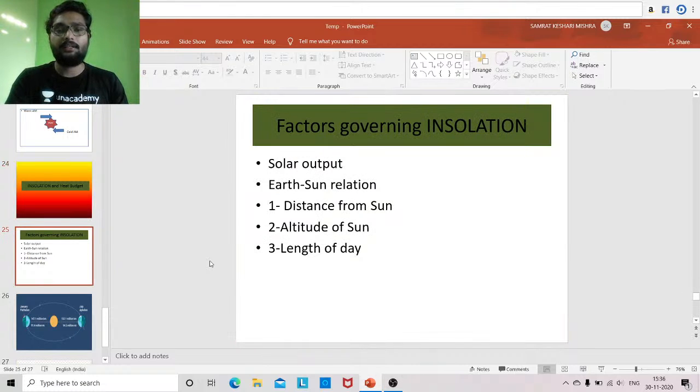Next, factors governing insolation. Solar output or solar constant, I discussed about it. The amount of solar energy the earth receives per square centimeter area per minute is called the solar constant, and this is 2 calorie per square centimeter per minute.